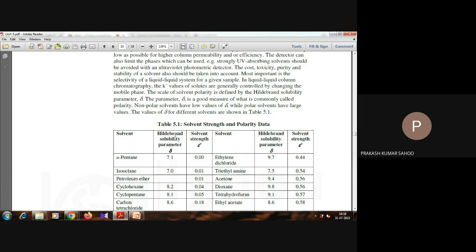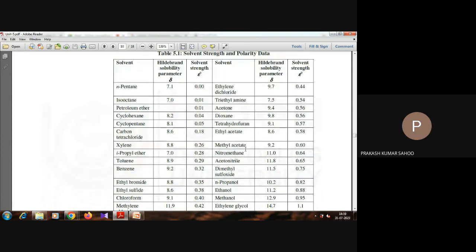So this is directly related to polarity. Polarity is the ionic concept, that is the charge. Non-polar solvents have lower values of delta, while highly polar solvents have higher values of delta. So the solubility parameter depends on the polarity. Pentane is almost a neutral compound, that way it is a non-polar compound, an organic solvent.